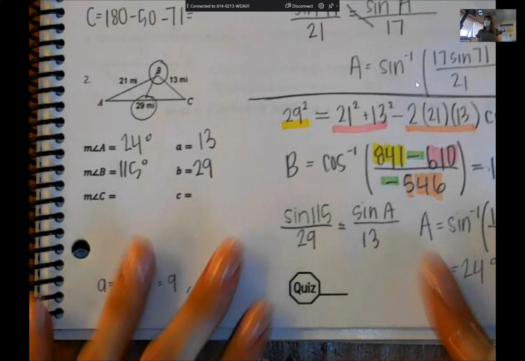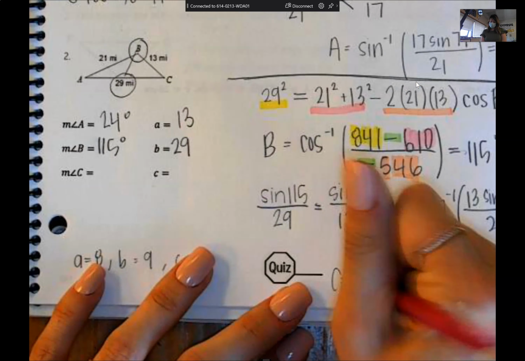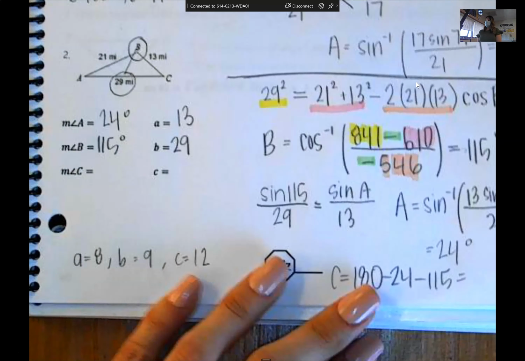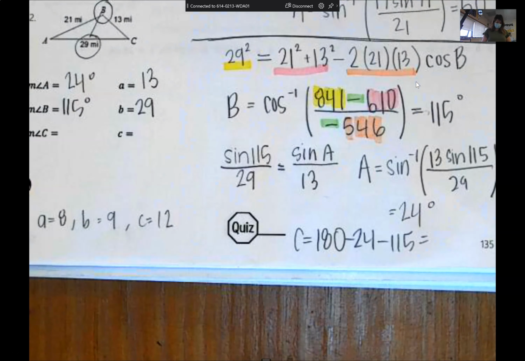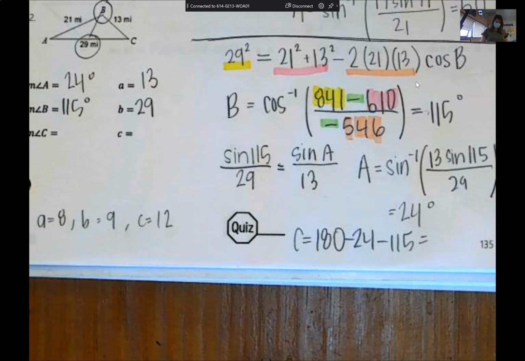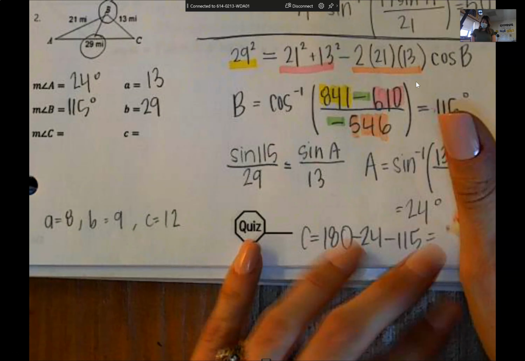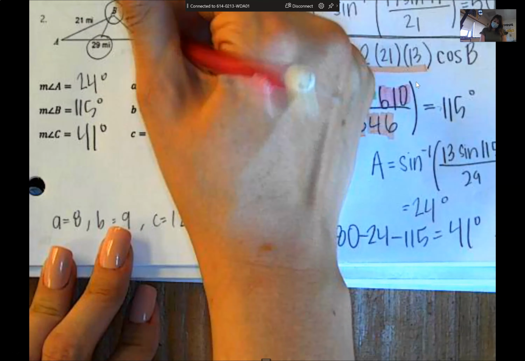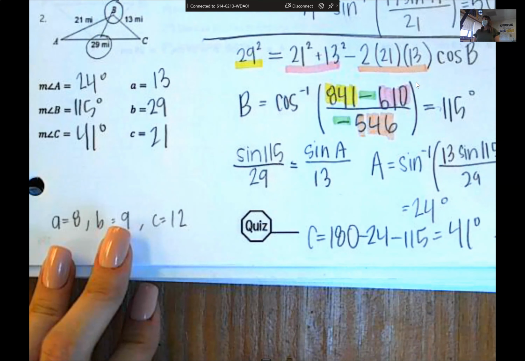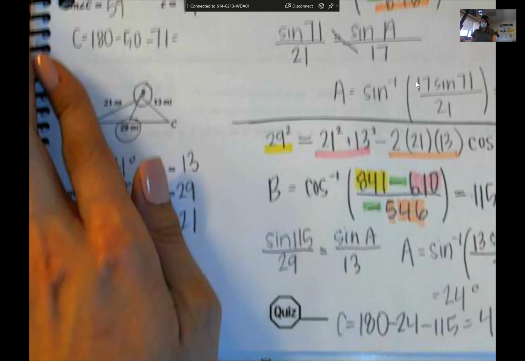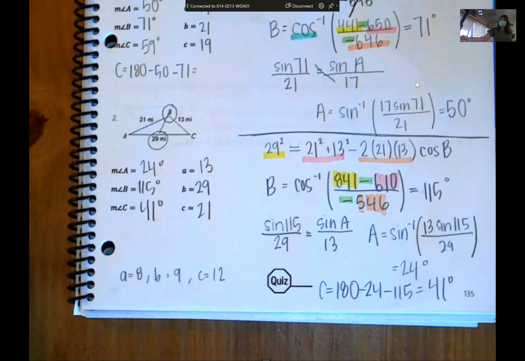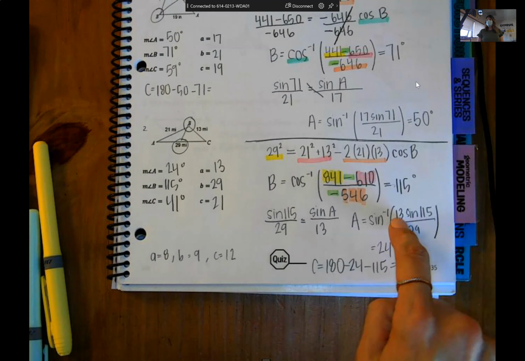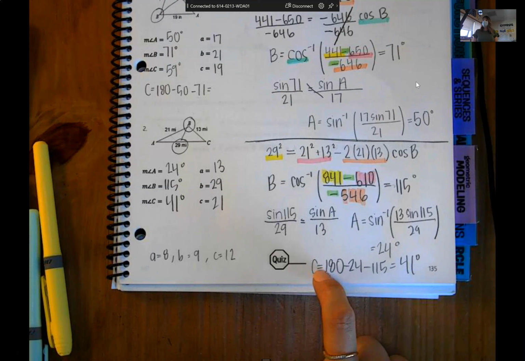So now we can find angle C by just doing 180, subtract the two angles that we found. So 180 minus 24 minus 115 is 41. That matches side length 21. So for each problem, cosine inverse, sine inverse, 180 minus.